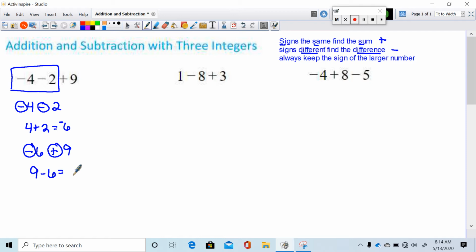So 9 take away 6 is 3. And the 9 is positive, the biggest number. You look at the biggest number. The 9 is positive, so that means your 3 will be positive. So the final answer is 3.